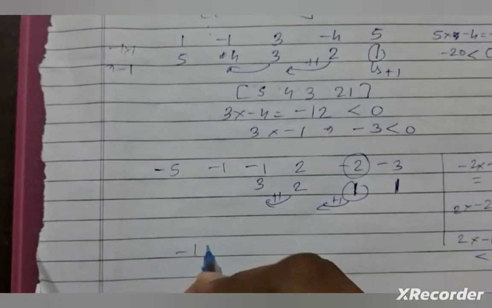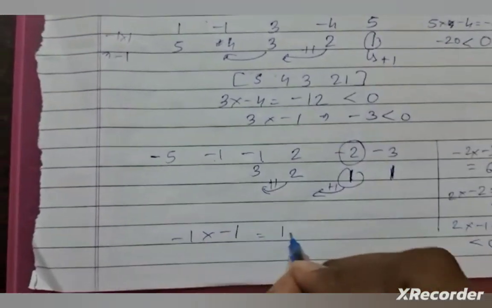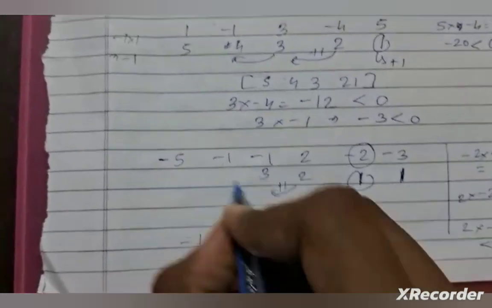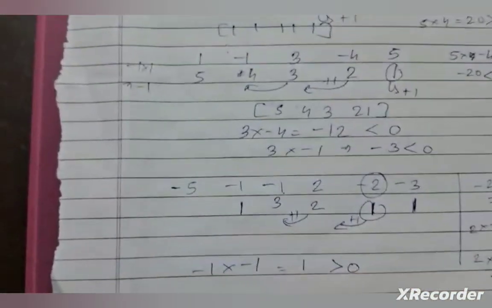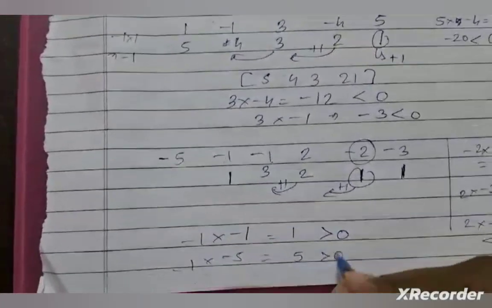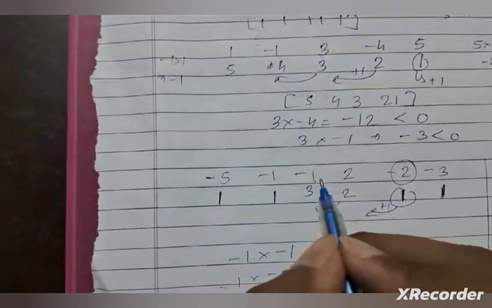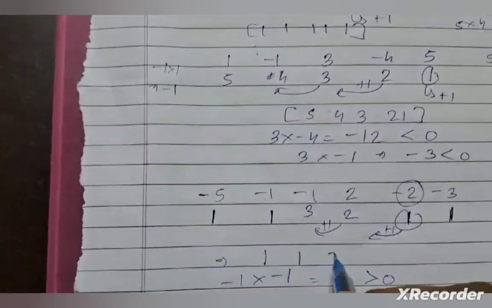Now there is a twist. Minus 1 multiply minus 1 equals 1, which is greater than 0, so its value is positive and it will be 1. Then minus 1 multiply minus 5 equals 5, which is greater than 0, so again its value will be positive. Is that clear? So our alternating subarray prefix is 1 1 3 2 1 1.